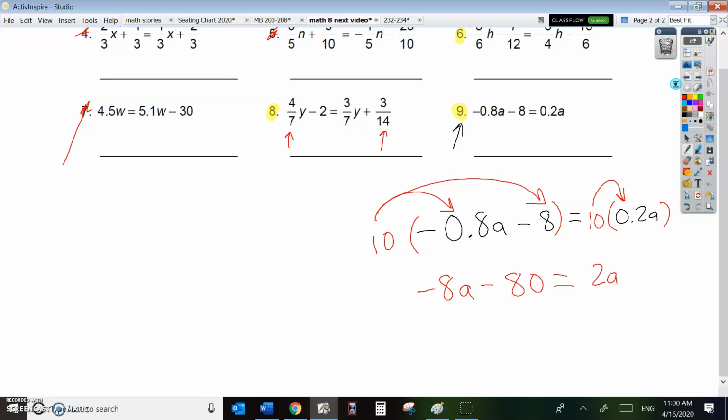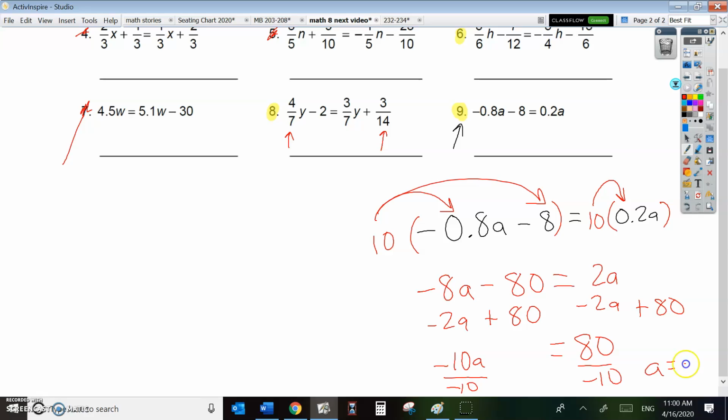Now let's bring this 80 to the other side by adding 80 to both sides. And let's bring that 2a over to the left side by subtracting 2a from both sides. So it's going to be negative 10a equals 80. Divide by negative 10. You're going to get a equals negative 8.